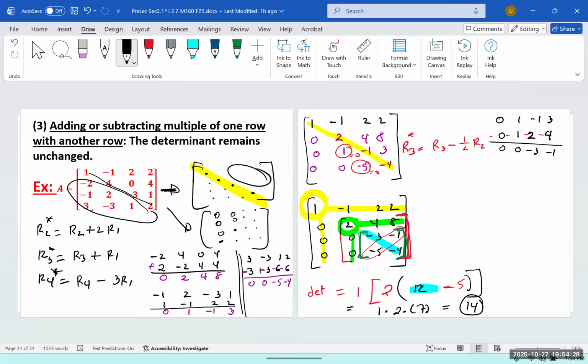Any question on this method? Is anybody lost? Not lost. Which part?